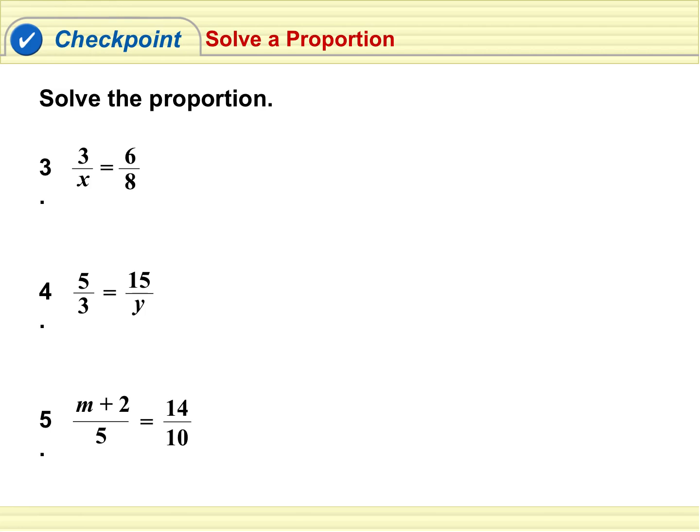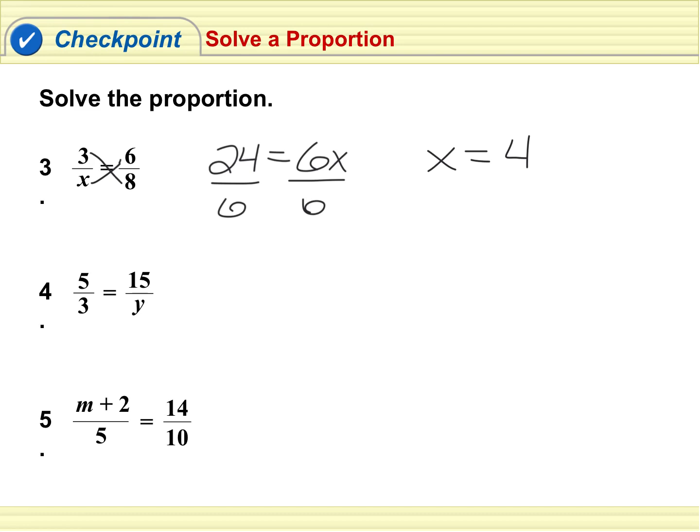Okay, solving proportions, what's the method that we're using? Cross multiply, okay? So what that means is you're going to take 3 times 8, which is 24, and then you're going to take x times 6, 6x. Last step to get x by itself is what? Divide by 6. So you get x equals 4.